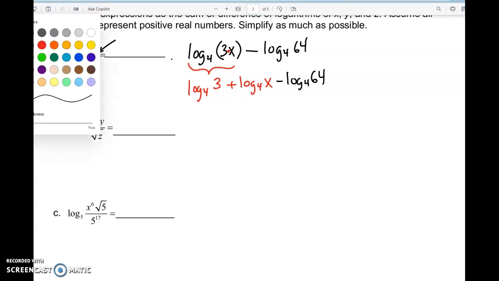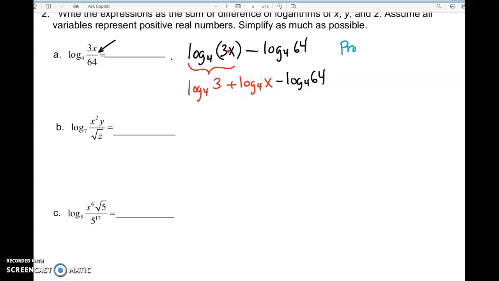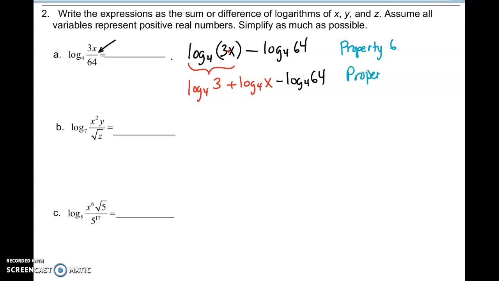And I guess I should write on the side here, this is property 6 we used. That's the quotient property. And this is property 5. That's the product property.